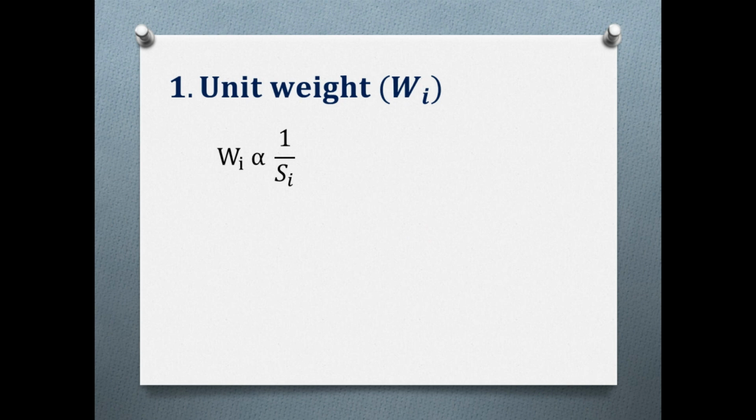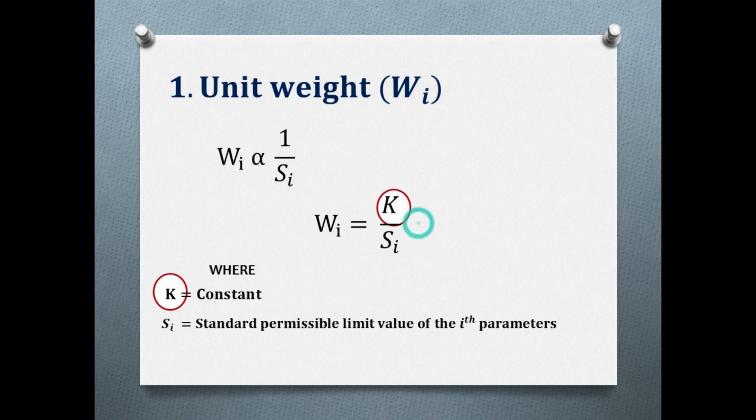Unit weight is inversely proportional to Si, or Wi is equal to K divided by Si, where K stands for constant, which in most research papers for this particular heavy metal index method is given as 1, or unity, and where Si stands for the standard permissible limit of the ith parameter. So using this formula we will be calculating the Wi value.